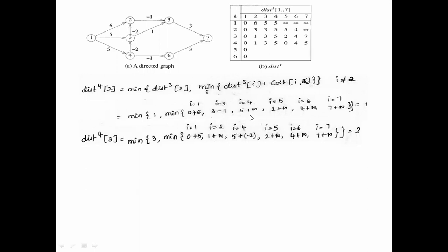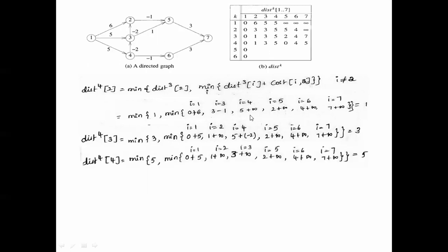Then here from 1 to 3, it is equal to 5. So 0 plus 5. From 2 to 3, we don't have a direct edge. From 4 to 3, we have a directed edge with minus 2. So 5 minus 2. From 5 to 3, it is infinity. 6 to 3 is infinity, and 7 to 3 is infinity, because we don't have a direct edge. So minimum value is 3. It will not be changed. Distance 4 also will not be changed, because we have only one incoming edge for 4, that is the direct edge. So it will be 5 only.